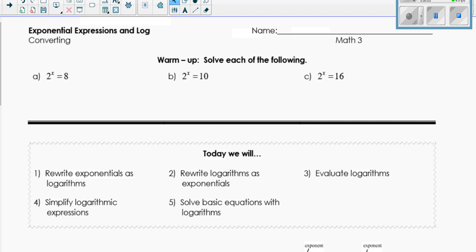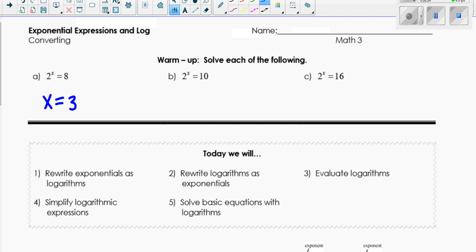Hi everyone. So this is our lesson on conversions between exponential expressions and log expressions. So I'm going to start with this warm-up over here just to give you some review. If you think back to last unit when we were talking about exponentials, we have 2 to the something power equals 8. So 2 to the third power would equal 8.